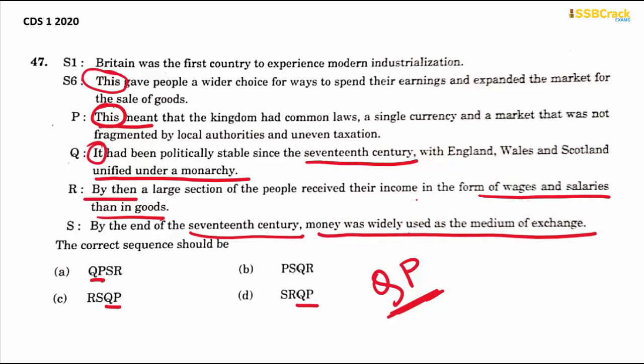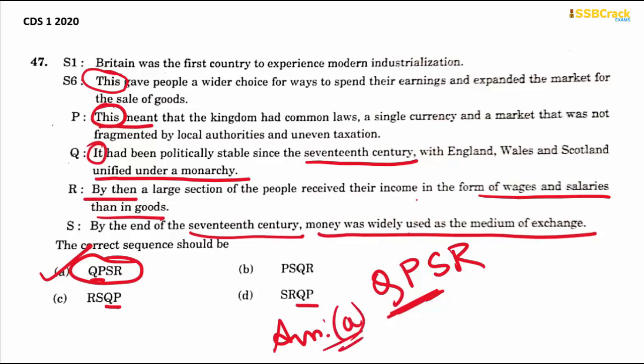So because money became a medium of exchange, people started receiving their income also in the form of wages and salaries, in the form of money rather than in goods. So obviously S will be followed by R. And because of this, what happened? People got a wider choice for ways to spend their earnings on, expanding the market for the sale of goods. So now we have got this combination QPSR. So option A is your answer here.